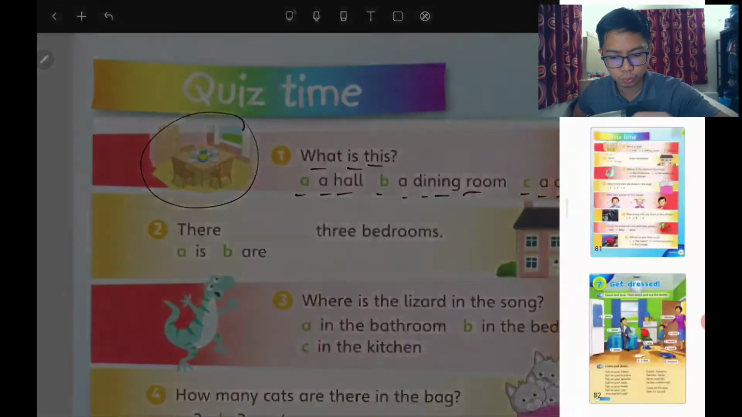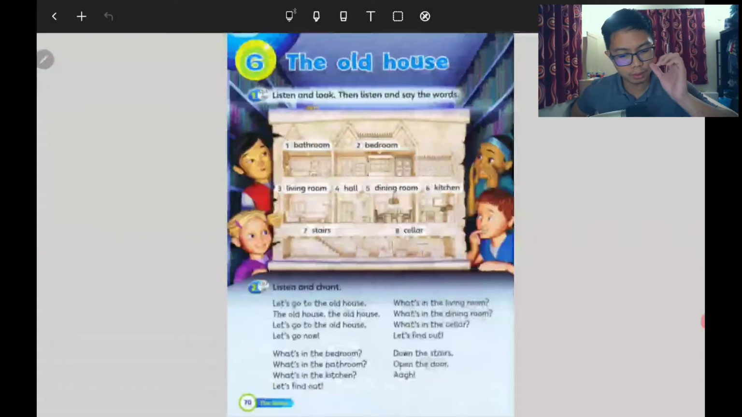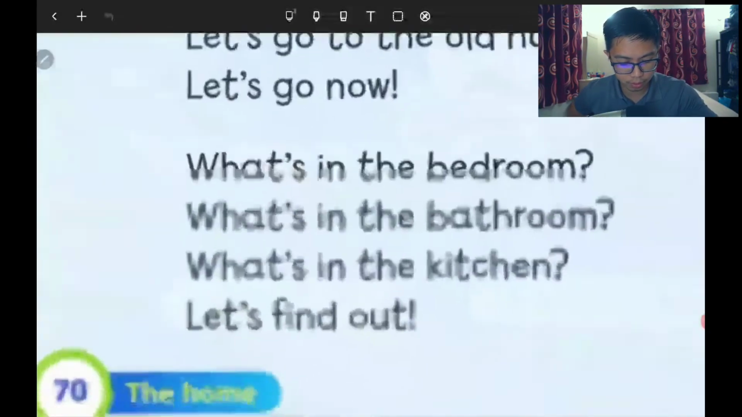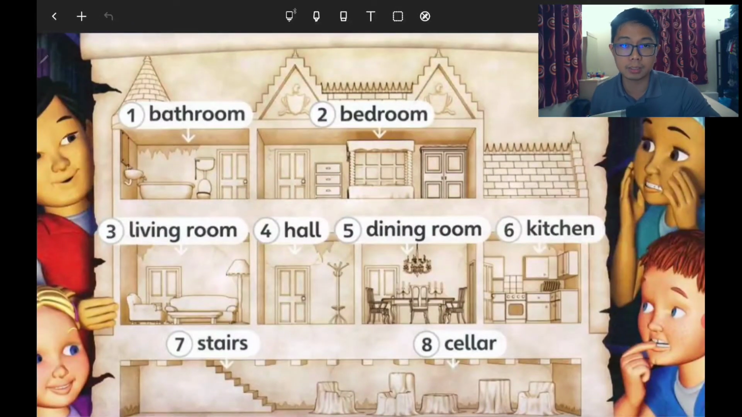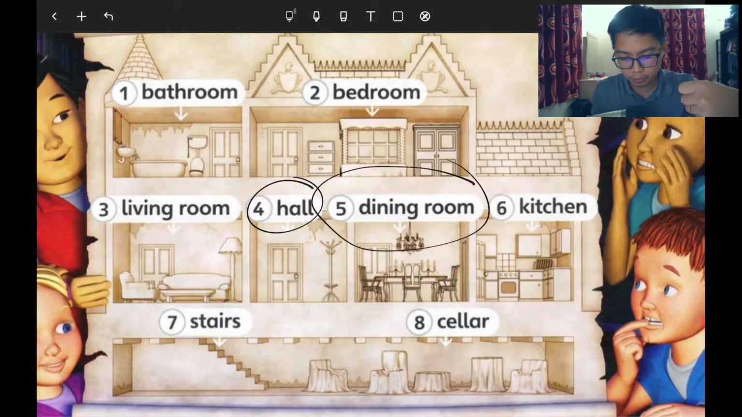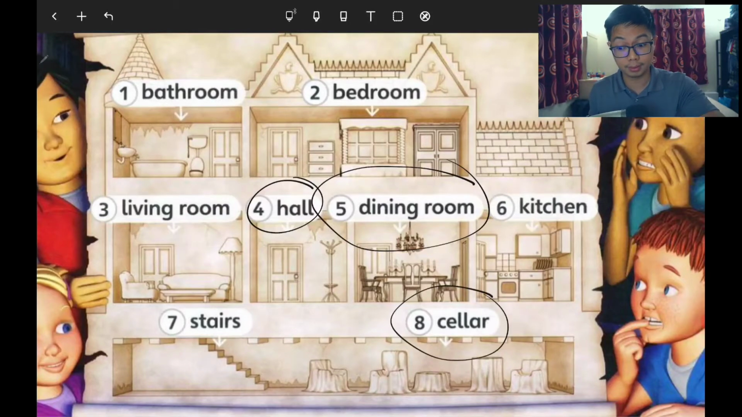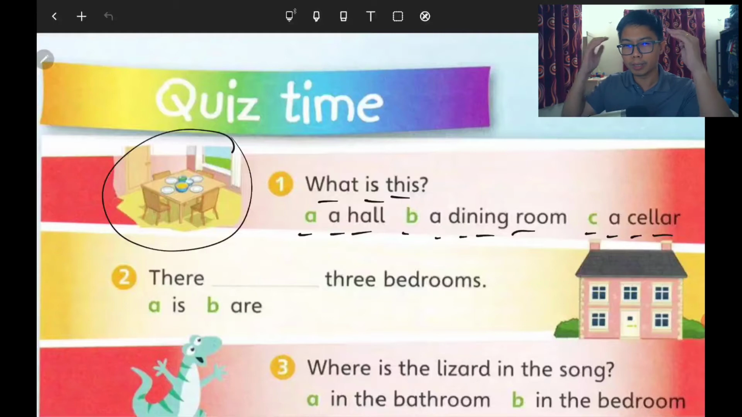In order for you to answer this, of course you need to refer to this page on page 70. Okay, the home. Over here there are 8 places or words that we have learned previously. So which one is the correct answer? Is it hall, dining room, or cellar? I think you know the answer already. So starting now, please choose one answer in your mind. Which one is your answer starting now?